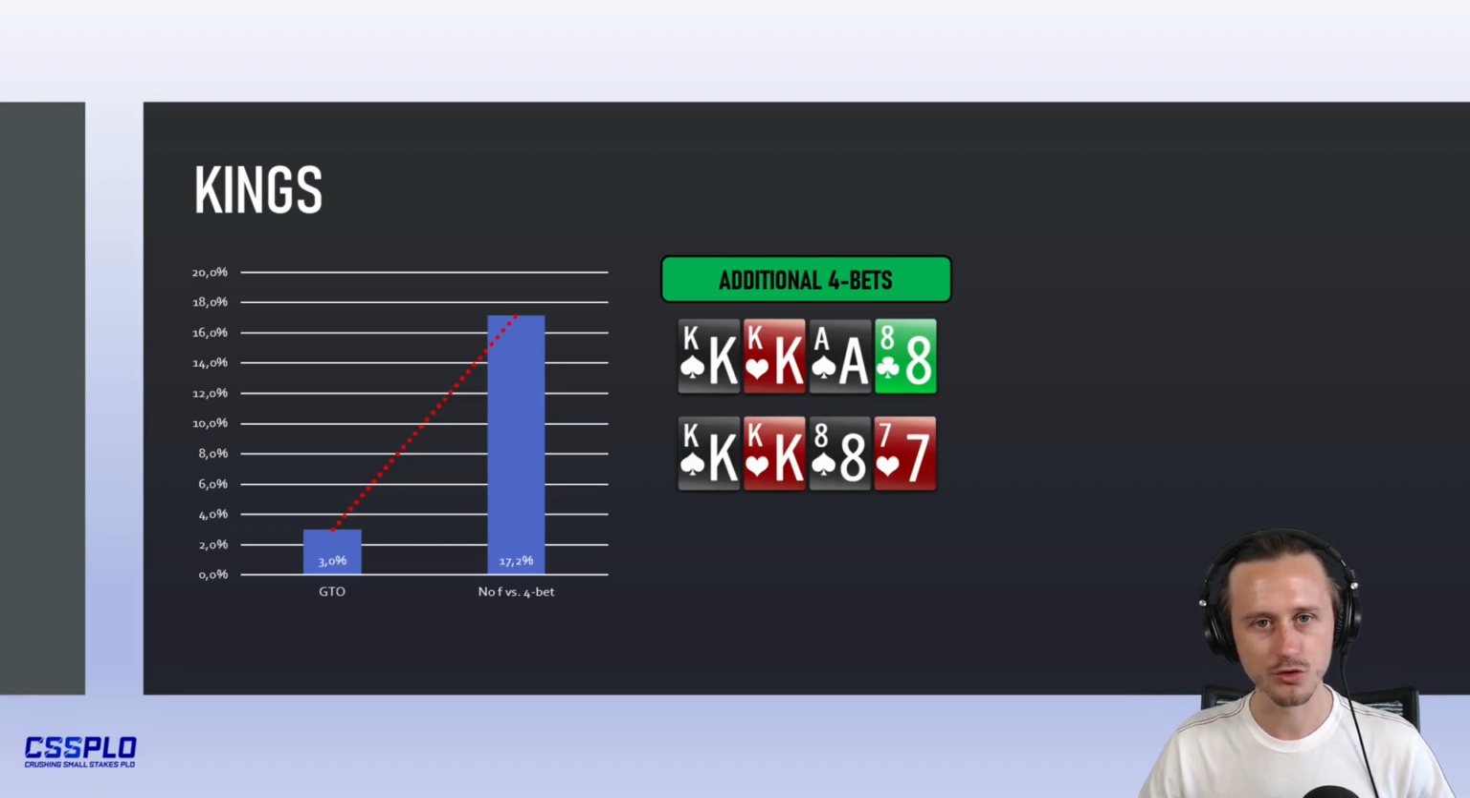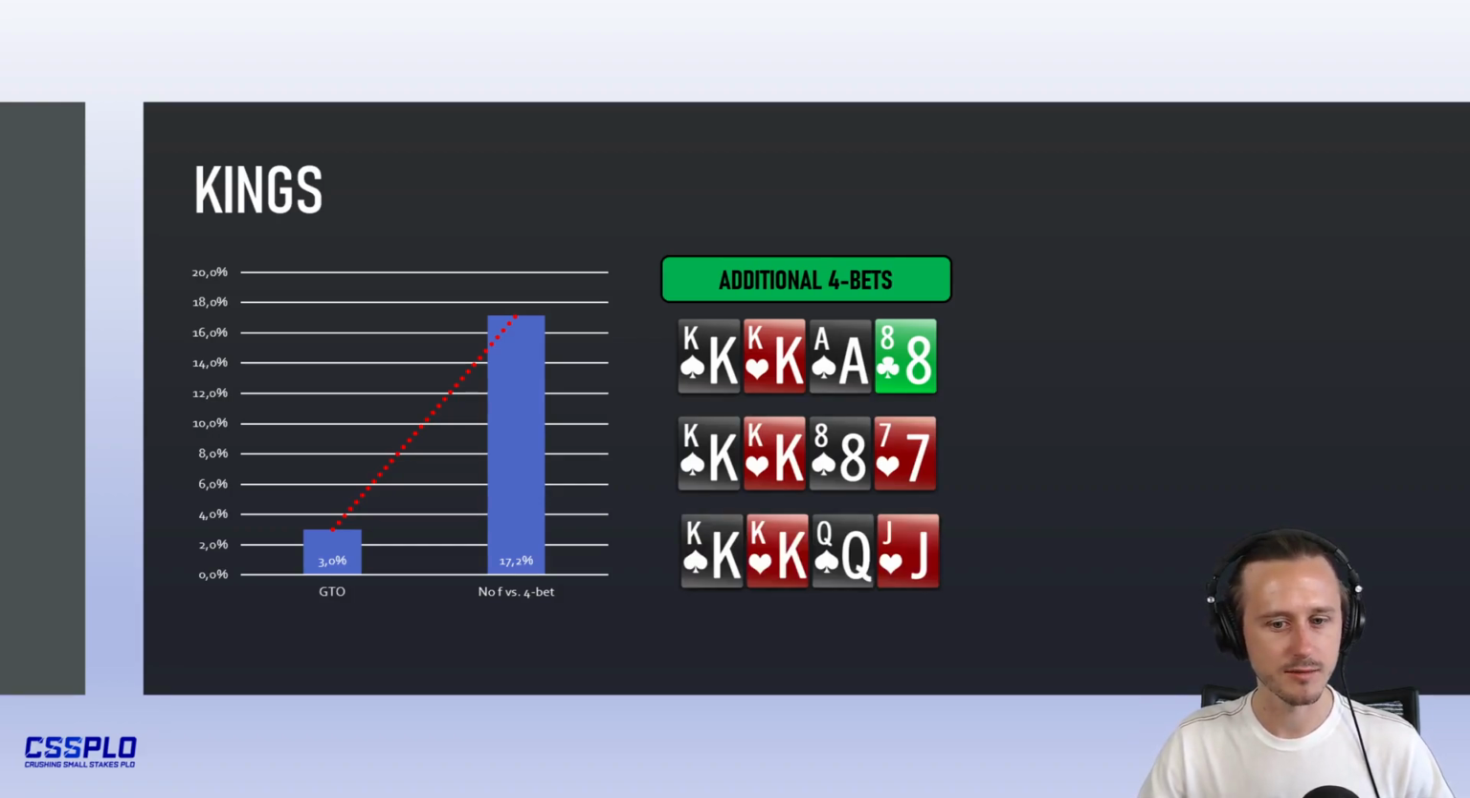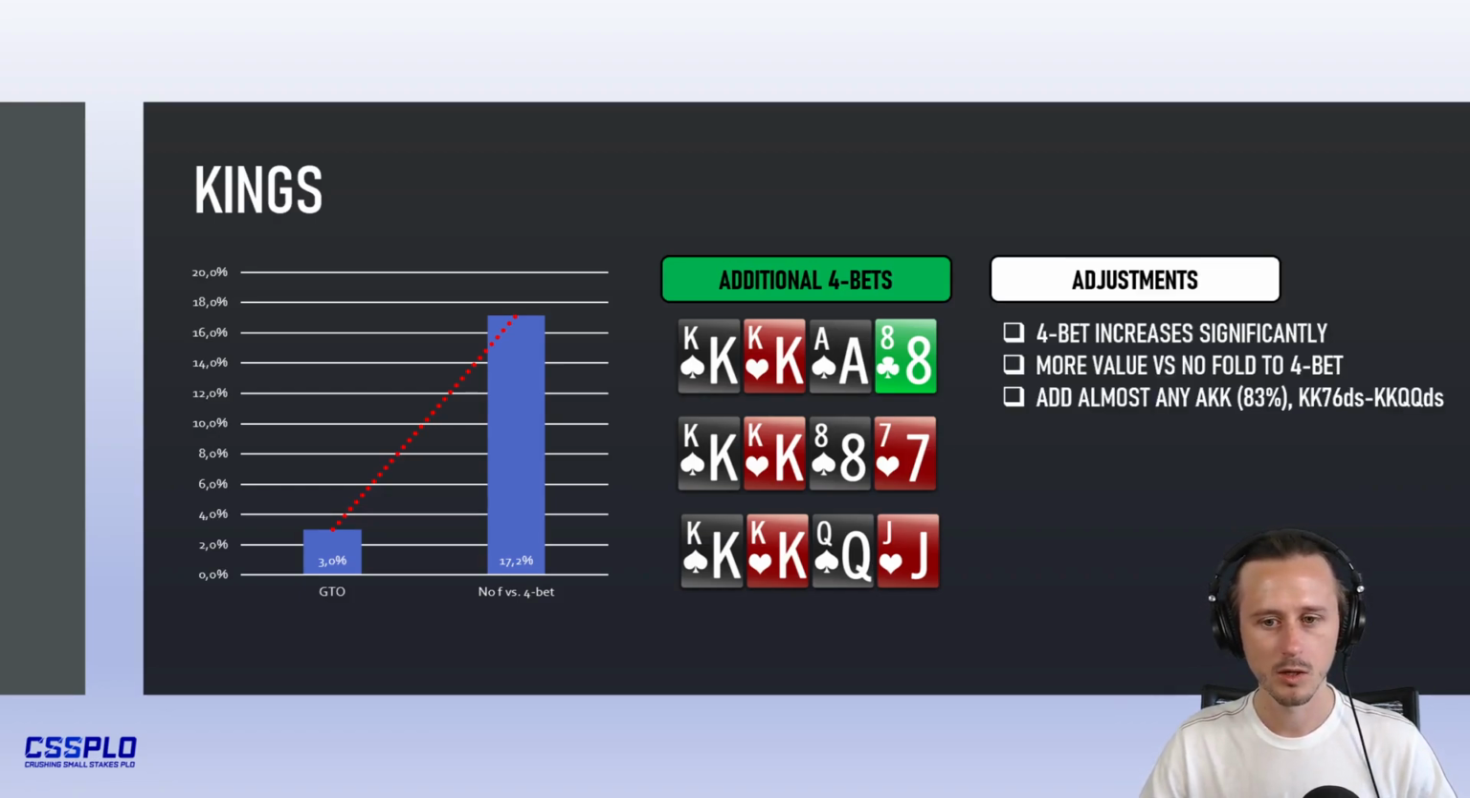But also double-suited kings, king 8 7 double-suited without the ace. King, king, queen, jack double suited. Also not having an ace and not blocking 4-betting ranges. These are also great candidates now to add into your 4-betting range. We can see that the 4-bet frequency increases significantly here.